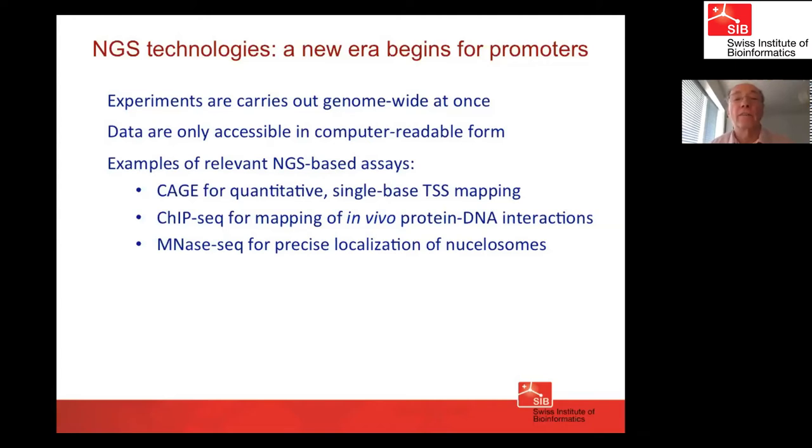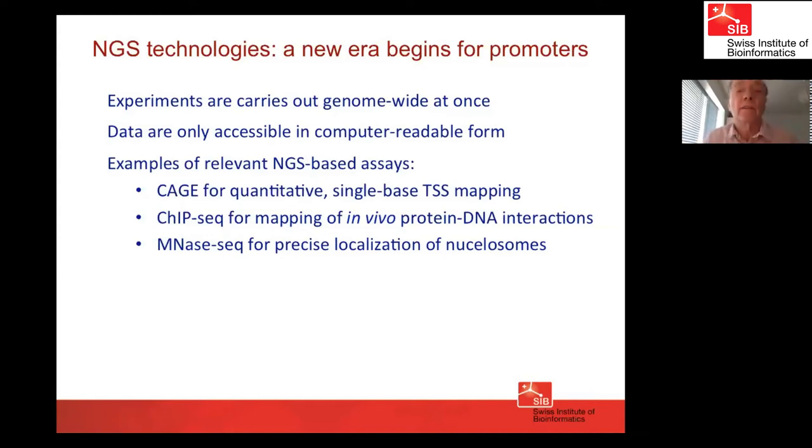And associated with this was that the data from high-throughput biology were no longer really accessible through journals. Maybe conclusions and statistical analysis results were published in journals, but the data as such were only available online in computer-readable form. So this basically made the traditional data collection procedure by EPD, mainly reading papers, ineffective.